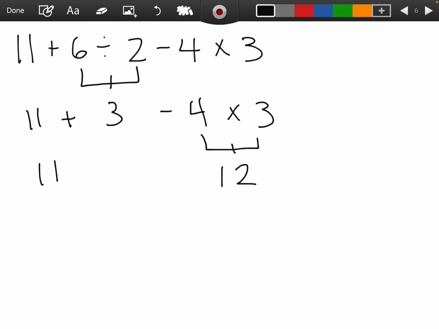Bring down the rest of the problem. So now we have 11 plus 3 minus 12. So we've knocked out all the multiplication and division. Now we're left with addition and subtraction. Which one comes first from left to right? Addition. So let's do that first. 11 plus 3, 14. Bring down the rest of the problem. And then we have left 14 minus 12, which equals 2. And that is your final answer.